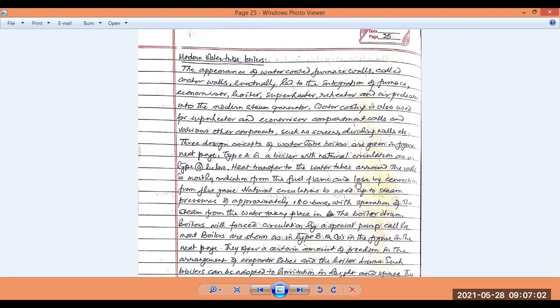I am showing you on the next page the design concept of the water tube boilers, type A. Let me share the screen. Just one second.